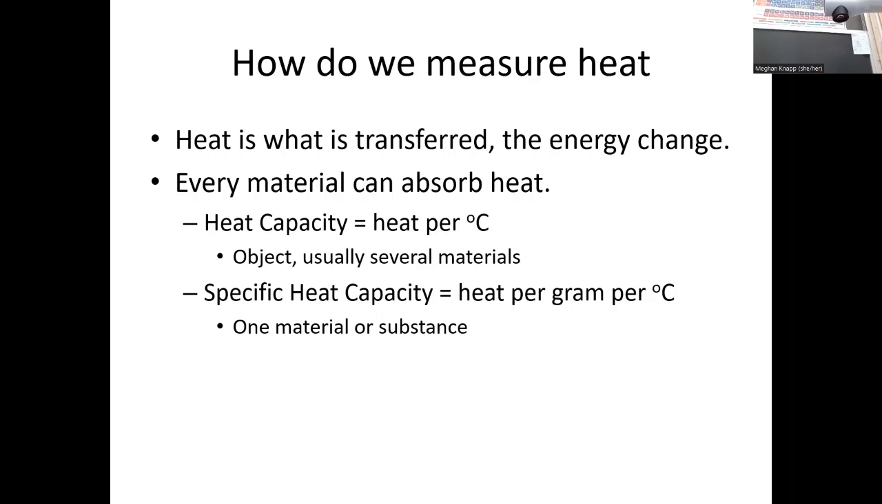90% of the time in class, we're going to be dealing with specific heat capacity per gram. There is one part of the lab where you need to talk about the heat capacity of the whole calorimeter rather than per gram, because the calorimeter is a styrofoam cup with a plastic lid and a thermometer, so the different parts absorb differently. All right, now can I move on?